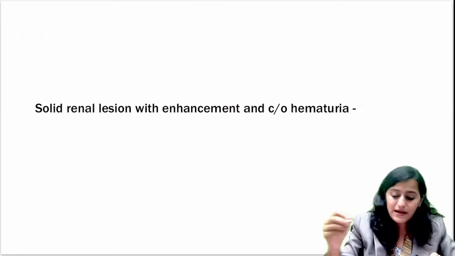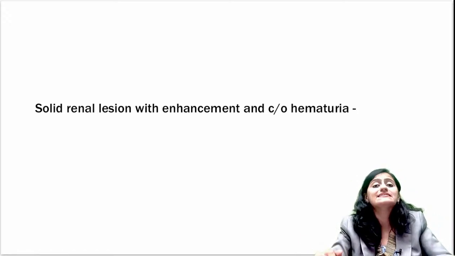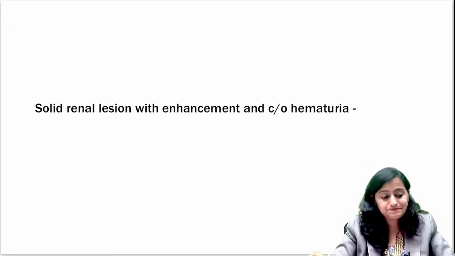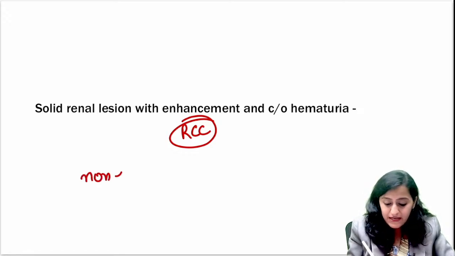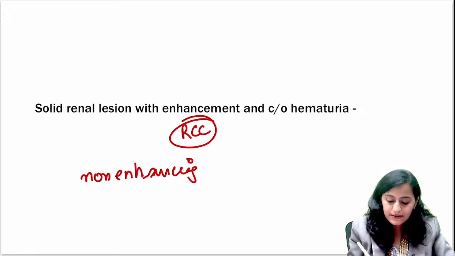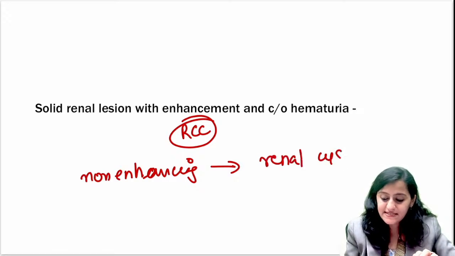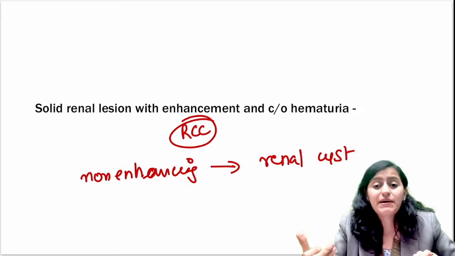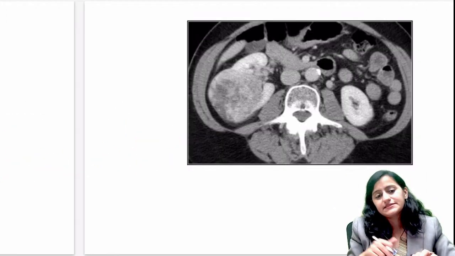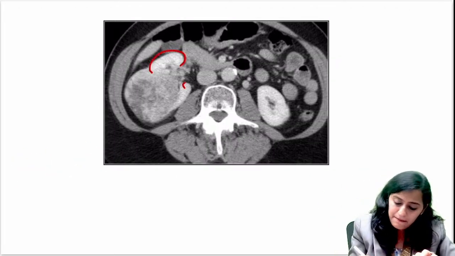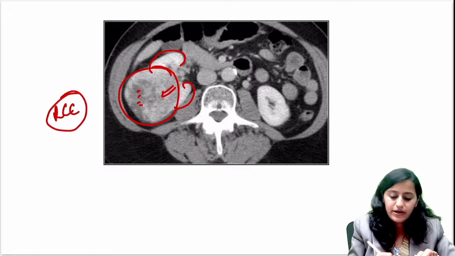Okay. Next one, if you have a patient with a complaint of hematuria and a solid renal lesion which is enhancing, then what will you think? Then it is going to be renal cell carcinoma. Why? If it were a non-enhancing renal lesion, then you would think of a simple renal cyst, right? But if it is an enhancing solid lesion with hematuria, then you think of RCC. Look at this one. Here is the kidney, with this mass, enhancing areas and necrotic areas.